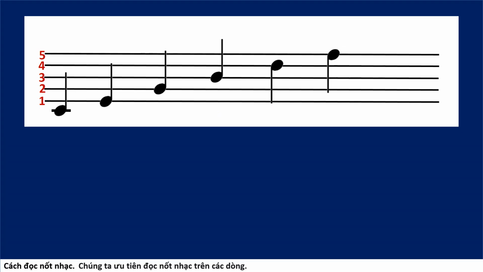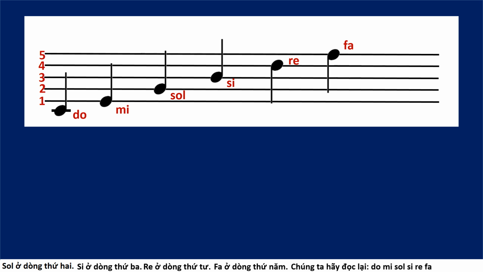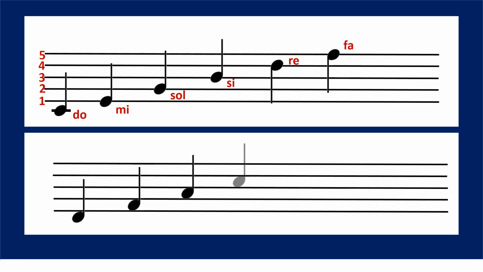How to read notes. We prioritize reading the notes on the lines. The note on the first line is do. The note on the second line is mi. Sol is on the third line. Si is on the fourth line. Re is on the fifth line. Let's read again. Do, mi, sol, si, re.